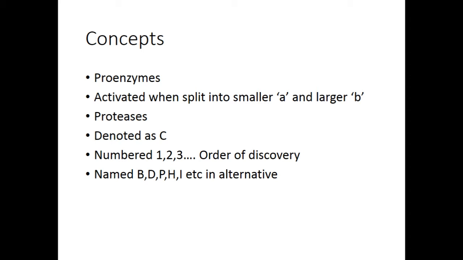They get activated when they are split into two components by proteases. There are enzymes called proteases which can split a protein, and when these proenzymes get split up, they form two components: a smaller fragment and a larger fragment. The smaller fragment is A, small a, and the larger fragment is B. You can remember B for bigger, because the larger is B.